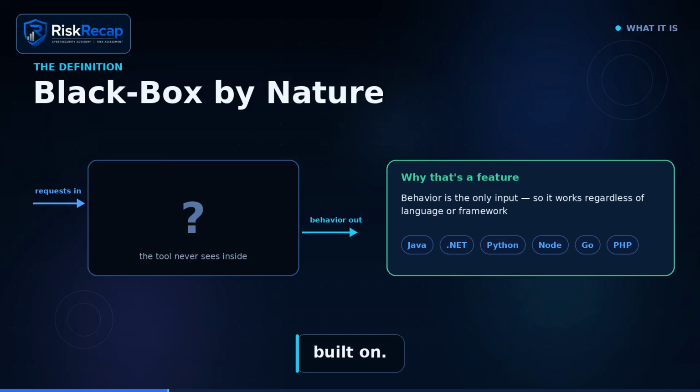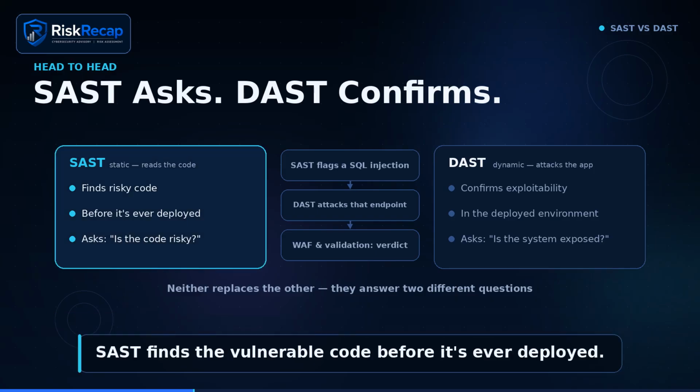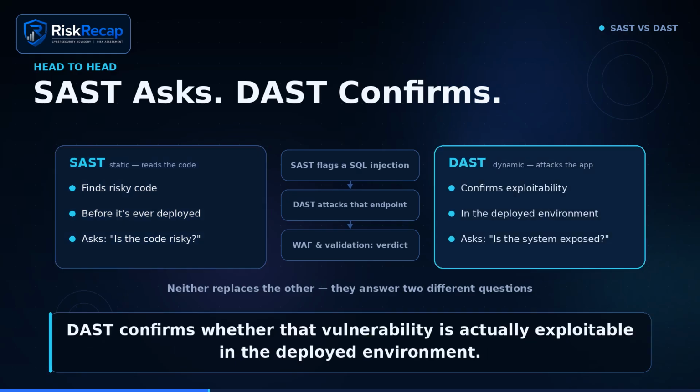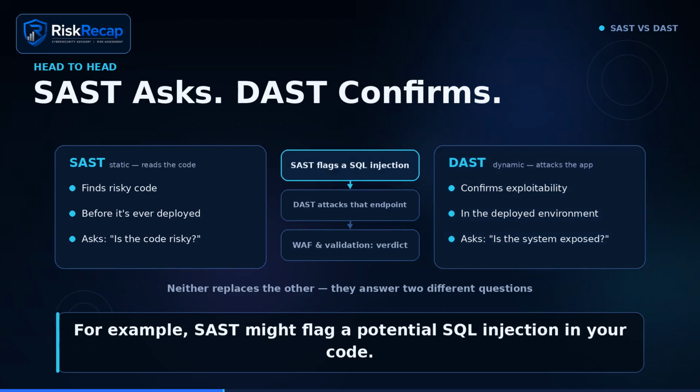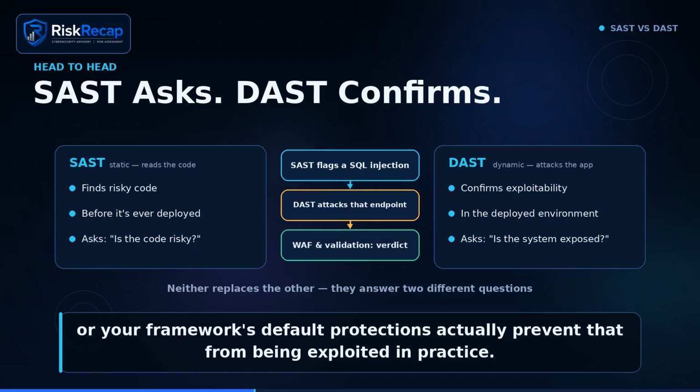Let's compare SAST and DAST directly, because understanding when you need both is important. SAST finds the vulnerable code before it's ever deployed. DAST confirms whether that vulnerability is actually exploitable in the deployed environment. For example, SAST might flag a potential SQL injection in your code. DAST then tells you whether your web application firewall, your input validation, or your framework's default protections actually prevent that from being exploited in practice.